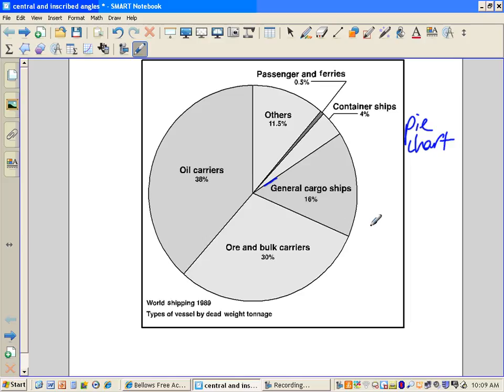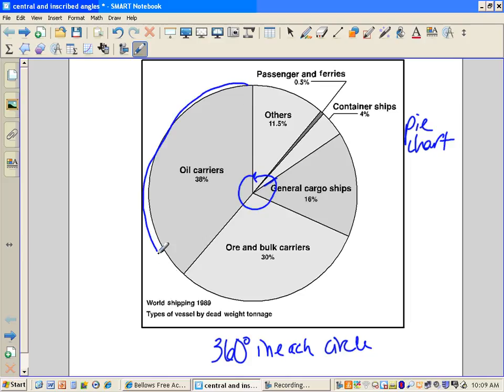The most important thing to know about circles that we should remember from a long time ago is that there's 360 degrees in each circle. Sorry about the messy handwriting. And that includes 360 degrees around this way and 360 degrees all the way around the outside of the circle, back to the beginning here. All right, so let's deal with some circles here.